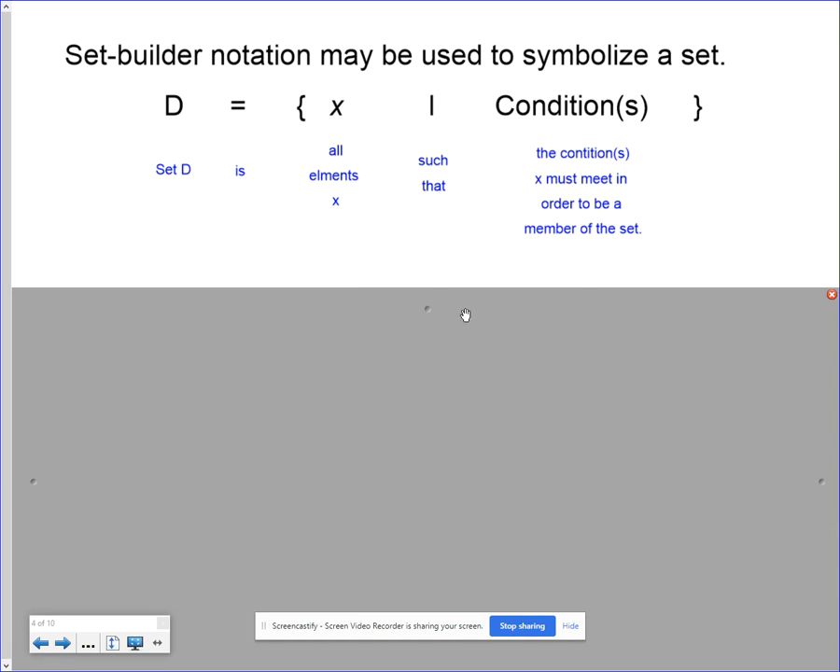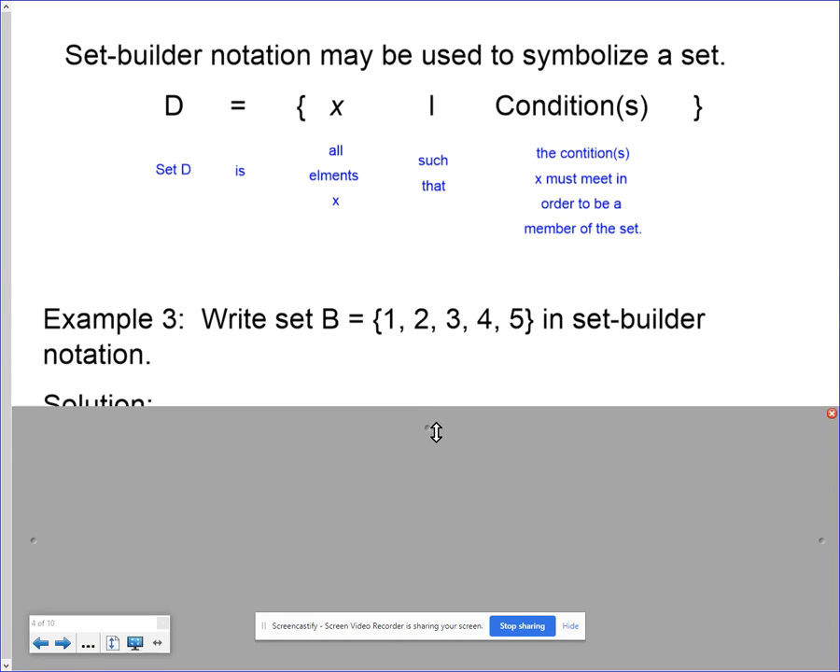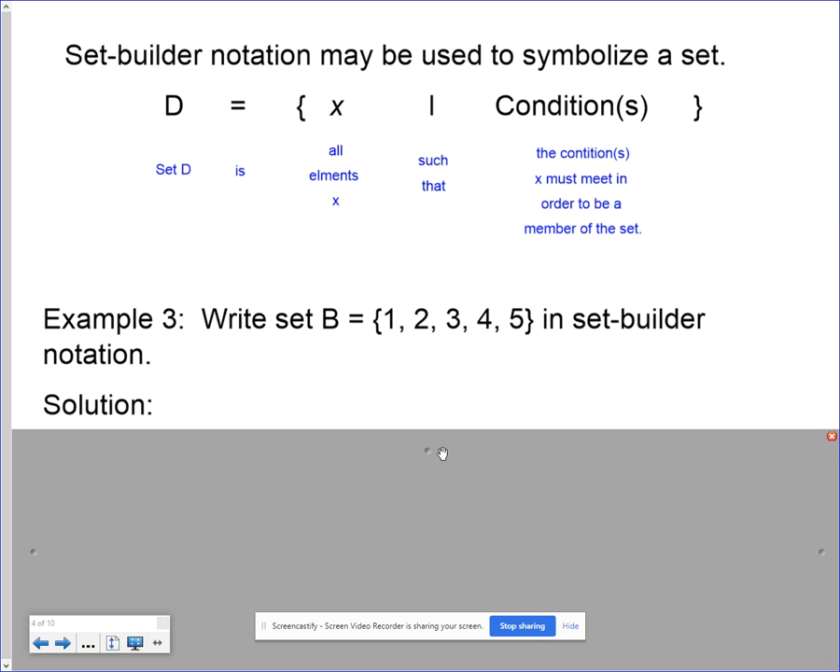All right, we're going to do an example here. It'll make a little more sense in a minute. Example 3. Write set B in set builder notation. Well, B is equal to 1, 2, 3, 4, and 5. Notice 1, 2, 3, 4, and 5. These are all natural numbers.